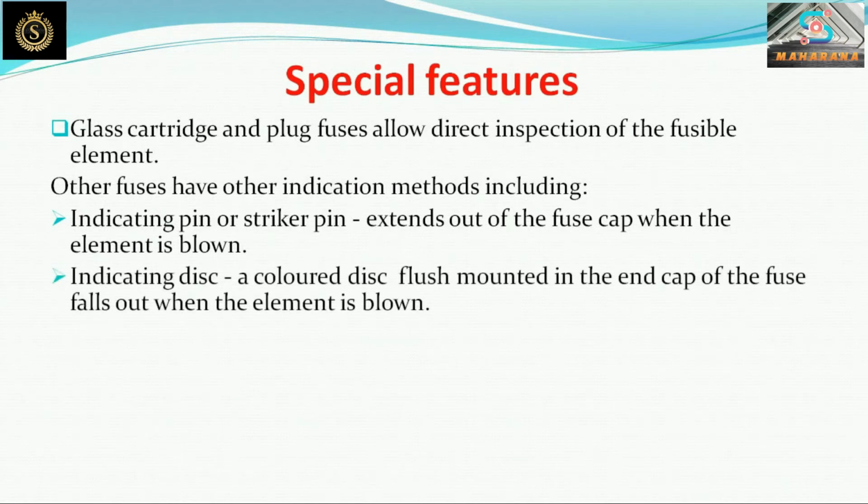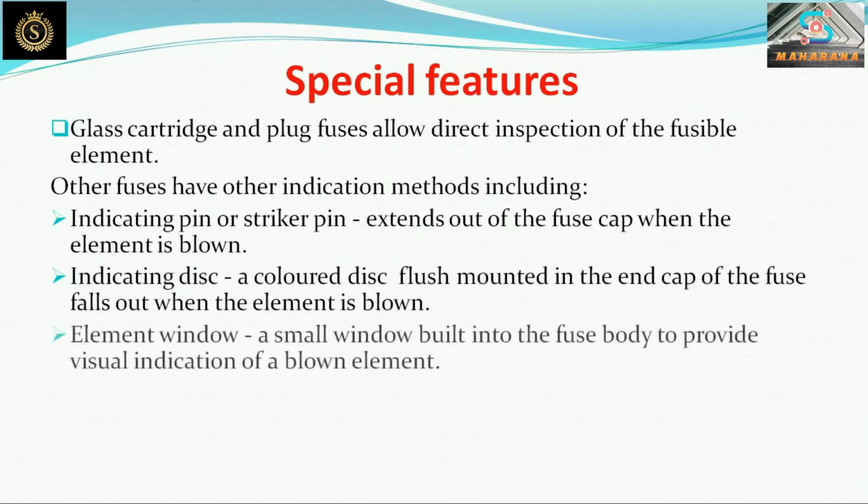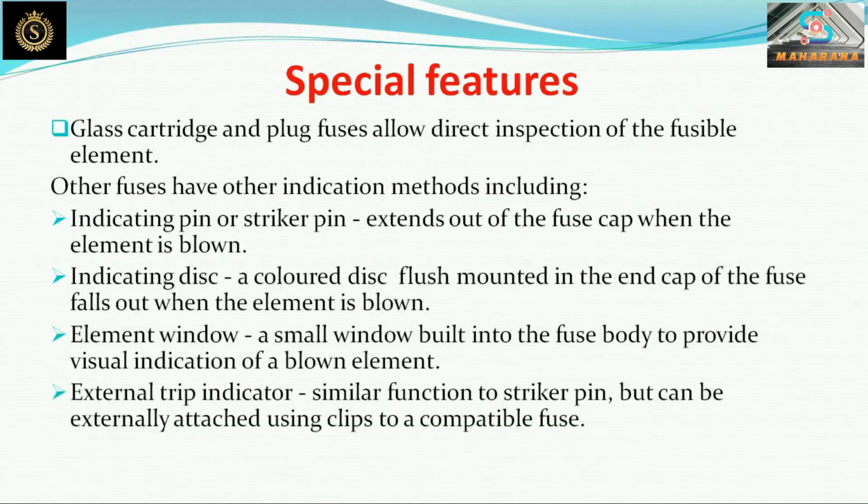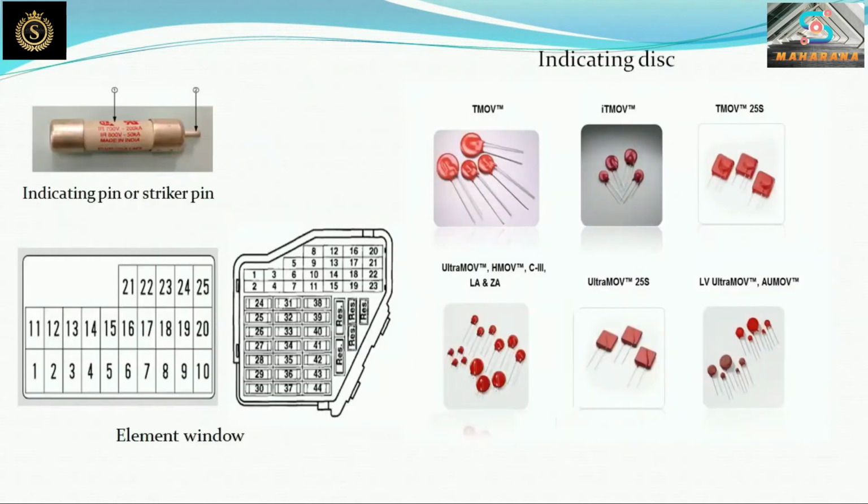Indicating disc: a colored disc flush mounted in the end cap of the fuse falls out when the element is blown. Element window: a small window built into the fuse body to provide visual indication of a blown element. External trip indicator: similar function to striker pin, but can be externally attached using clips to a compatible fuse. Indicating pin or striker pin, element window, indicating discs.